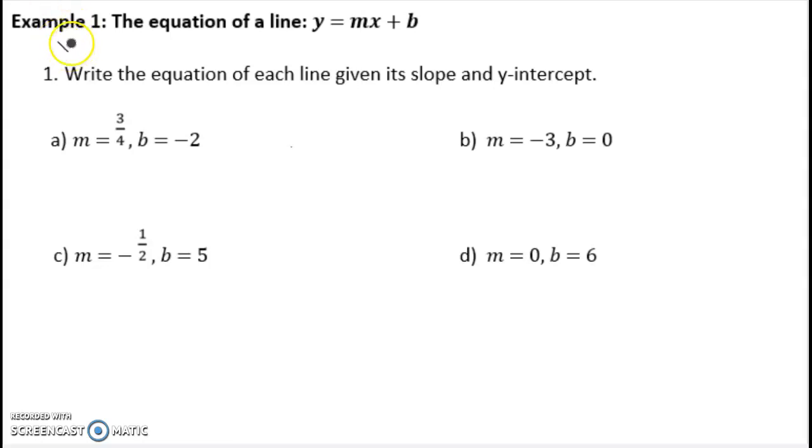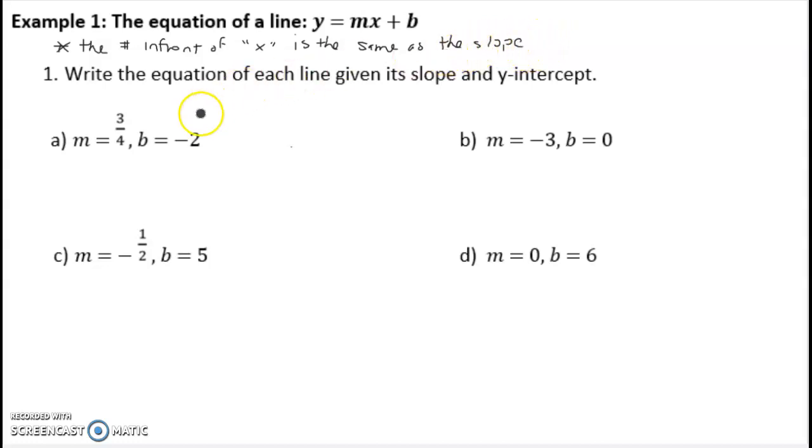So just a little note. The number in front of x is the same as the slope.